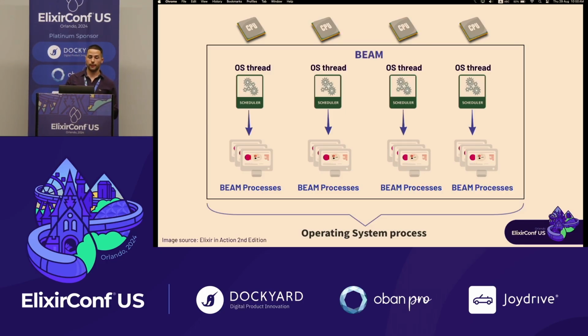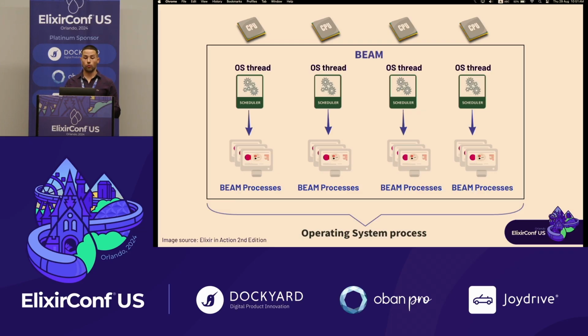This is actually how the Beam, the Erlang virtual machine, works in terms of the operating system level and the hardware. We can see that the entire Beam is running in only one OS process, and we will be using OS threads to manage and execute a bunch of Elixir or Beam processes. We can see in the picture that we are going to have one scheduler for each CPU core that we have available in our hardware.